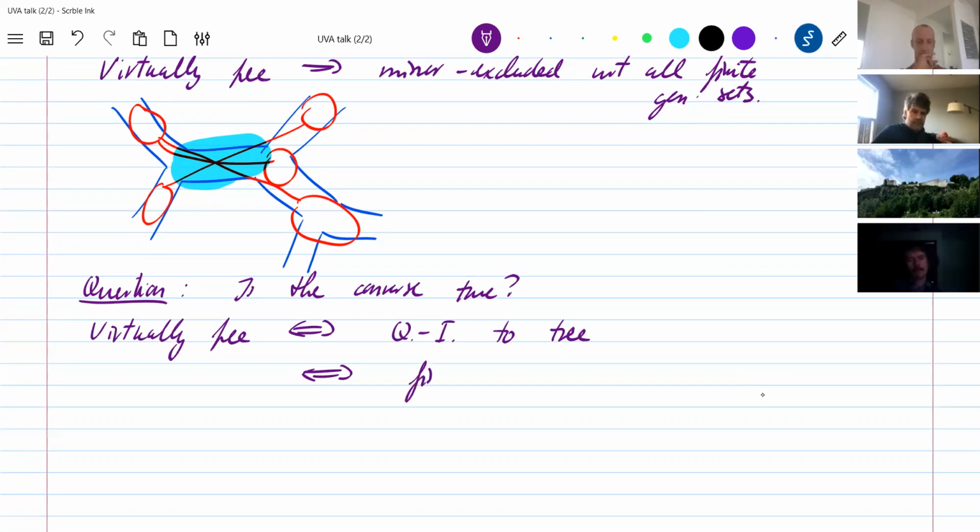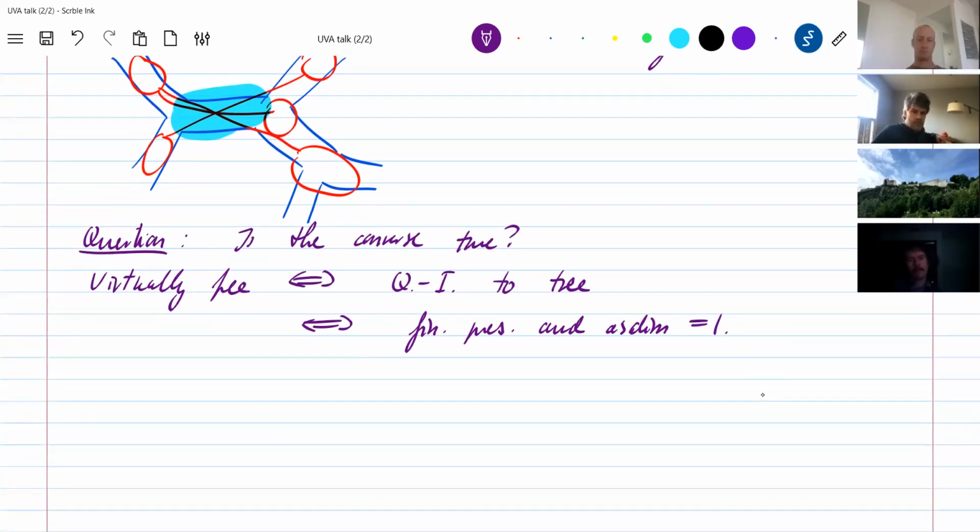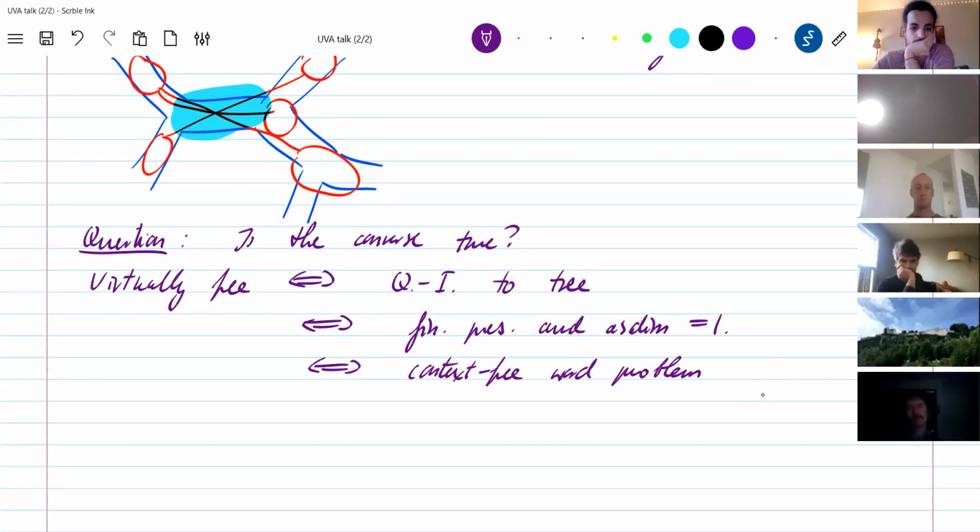Another characterization is being finitely presented and having asymptotic dimension equal to 1. Okay, again, a mixture of algebraic and geometric this time. There's also various other characterizations which are maybe even algorithmic. So there's having context-free word problem, an algorithmic characterization in terms of the word problem of the group.